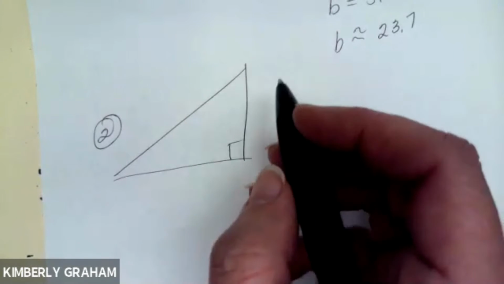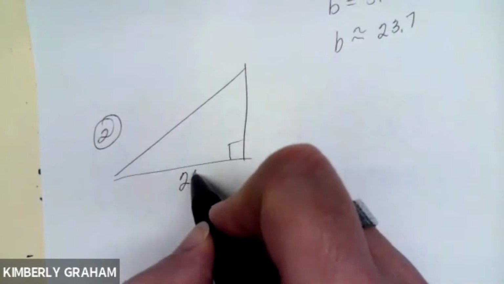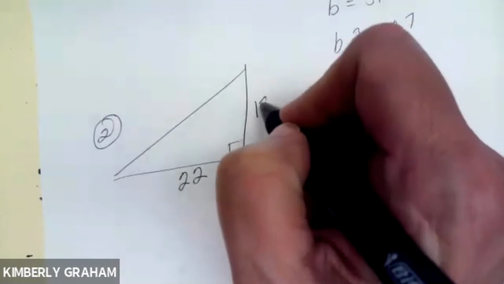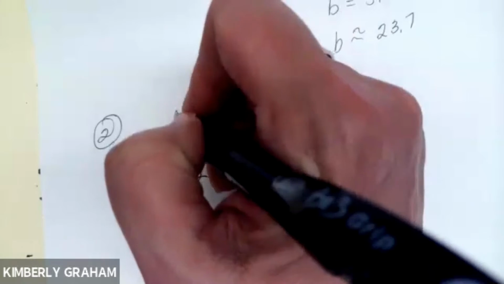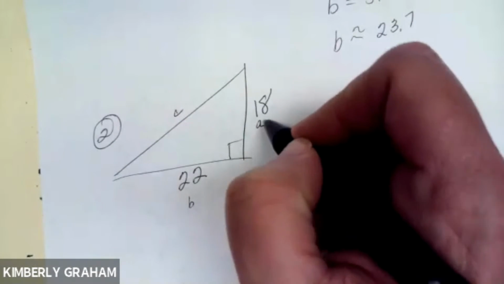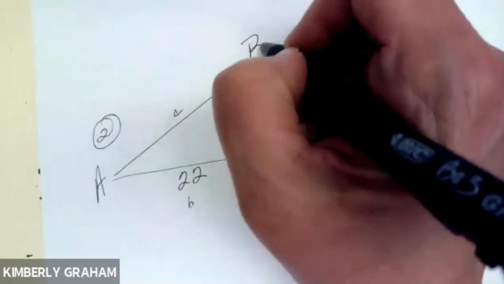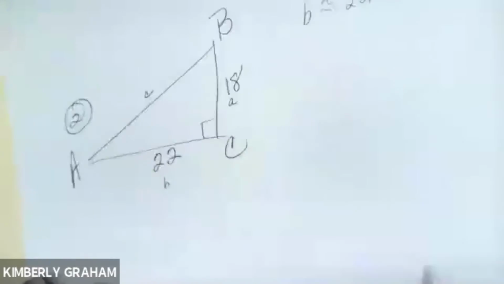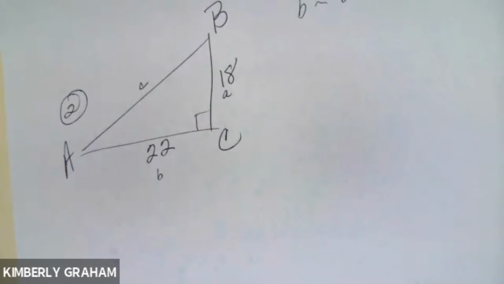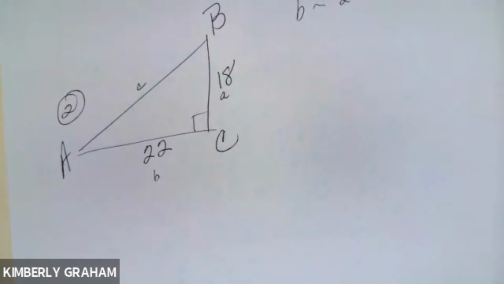Here I'm given, this side is 22, this side is 18. This is going to be C. This is little b, little a. This is big A, big C, big B. So I know two of the sides, and I don't know either one of these two acute angles.